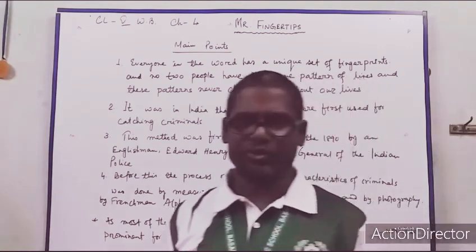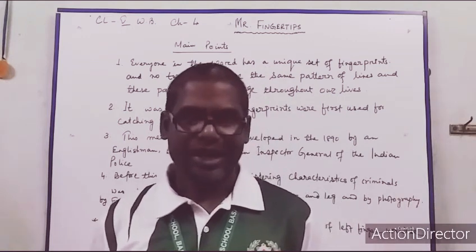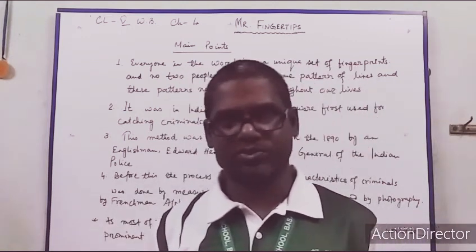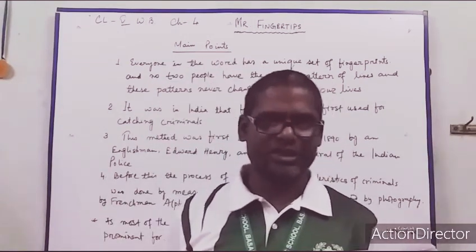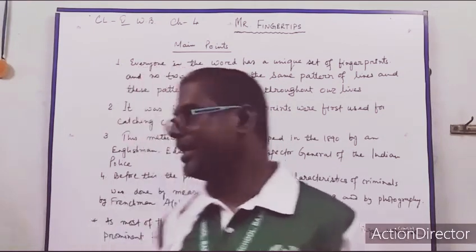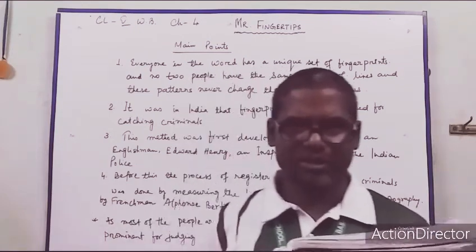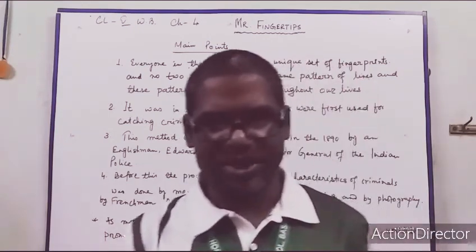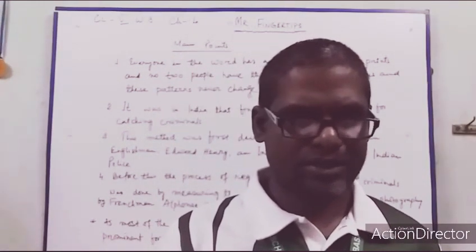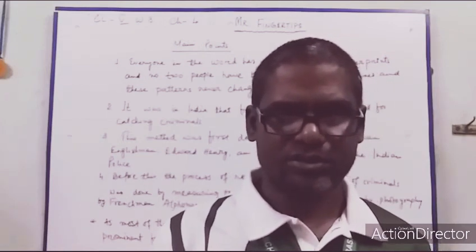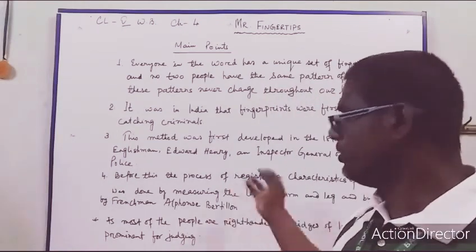It was in India that fingerprints were first used for catching criminals. Okay, and this method was first developed in the 1890s by an Englishman. He was Edward Henry, an Inspector General of the Indian Police. Already I have written this point. Okay. Before Henry's discovery, the characteristics of criminals were registered using a different method developed by the Frenchman Alphonse Bertillon. That was also discussed.